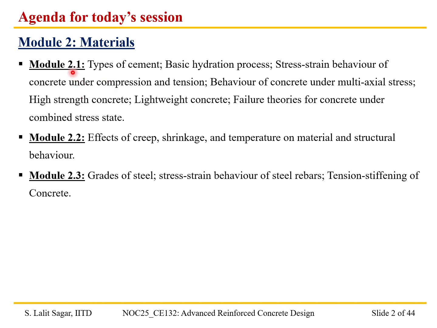So in module 2.1, we considered the types of cement and their basic hydration process, and the stress strain behavior of concrete under compression and tension. Then we considered the behavior of concrete under multi-axial stresses. Then we discussed high strength concrete and lightweight concrete. That is to say, what are the constituents of high strength concrete? What are the constituents of lightweight concrete? For example, by reducing the specific gravity or the density of the coarse aggregates, we can effectively reduce the density of concrete. And what are the properties required in order to qualify as a lightweight concrete?